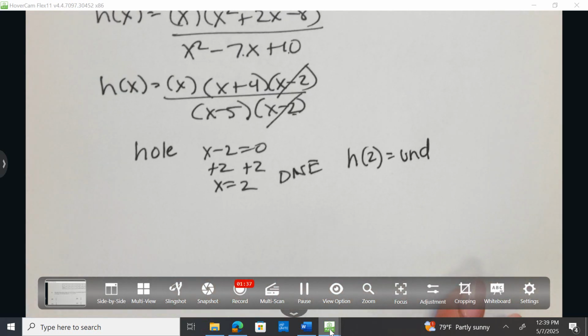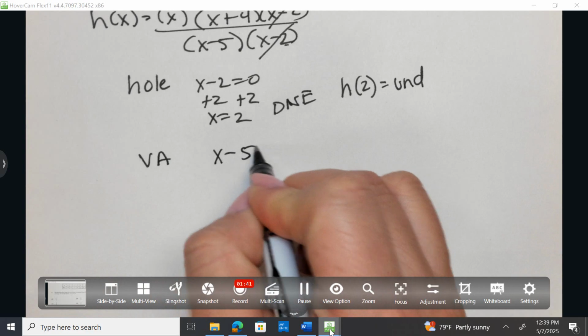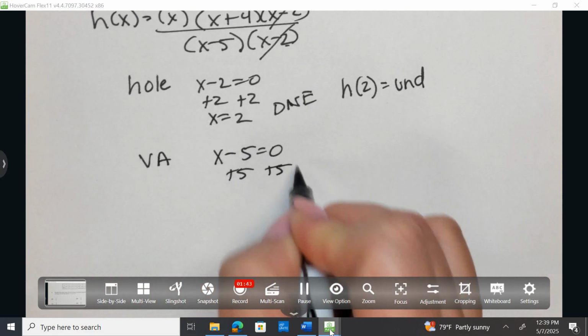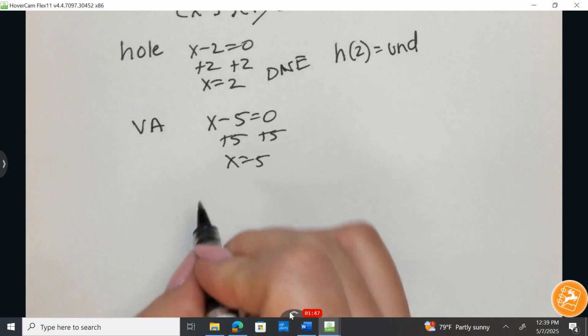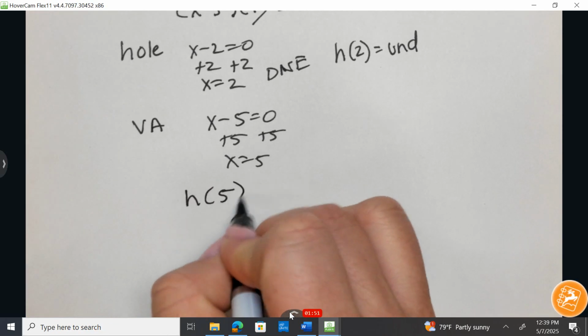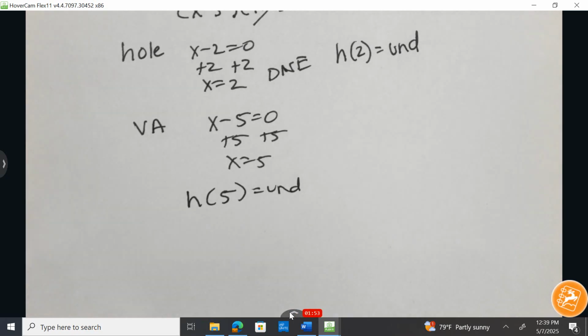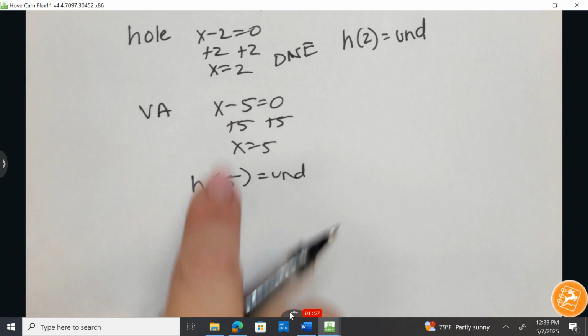What else do we know? We know that we have a vertical asymptote at x equals 5, and the same thing is true. So here we can say that h of 5 is undefined because no value exists or corresponds when x equals 5 due to the vertical asymptote.